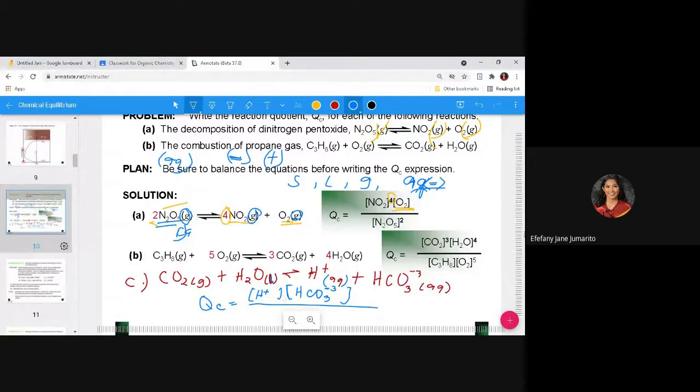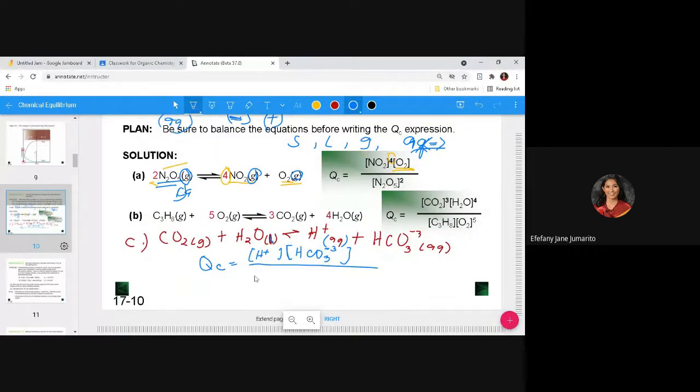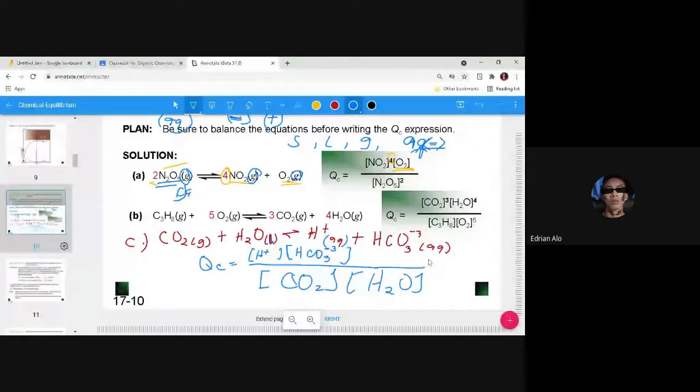Okay, later we will know, next chapter. So then the reactants: over CO2 times H2O. Correct? Okay, Jerome, is it correct? There is no superscript. Okay, ma'am. Check, ma'am.